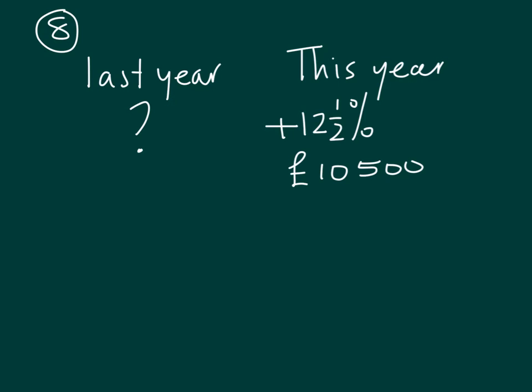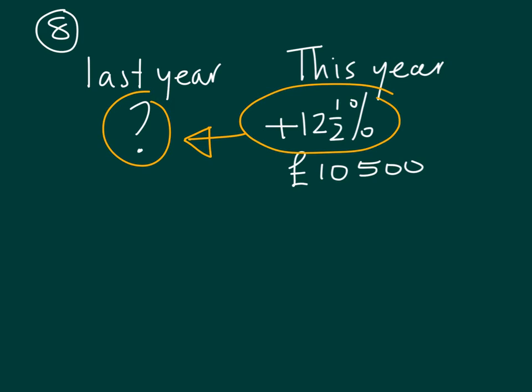Question 8 is the first in the calculator section. We're asked what the price was last year. We know what this year's price is. It was 12.5% more than last year. So we've got to go backwards to last year. So it's a backwards percentage.